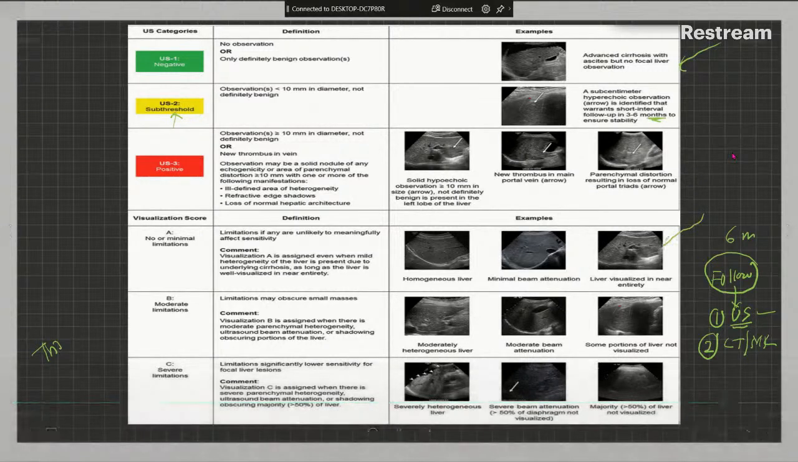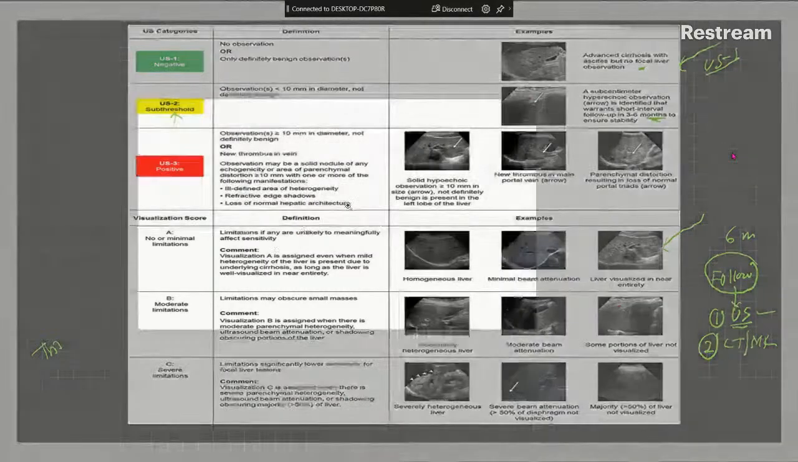This table has reference images also. For example, ultrasound 1, US1, means negative, no need for follow-up. This is a simple case of cirrhosis, advanced cirrhosis. Let me zoom in better.